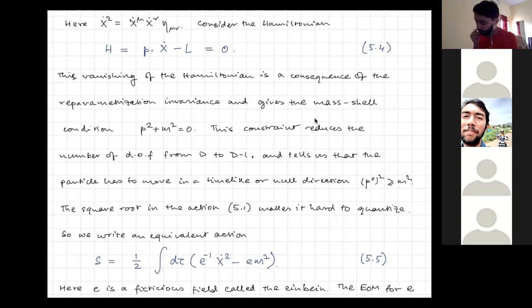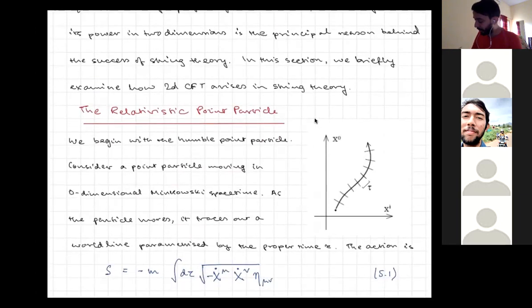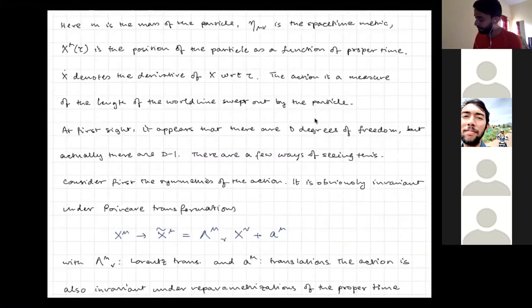Okay, very good. Now we have an action. So you write down a classical action, and then you want to go to a quantum mechanical version of this action. Now you have a square root, and a square root is not the best thing to have if you want to start to quantize a theory. So let's see if we can get rid of the square root.